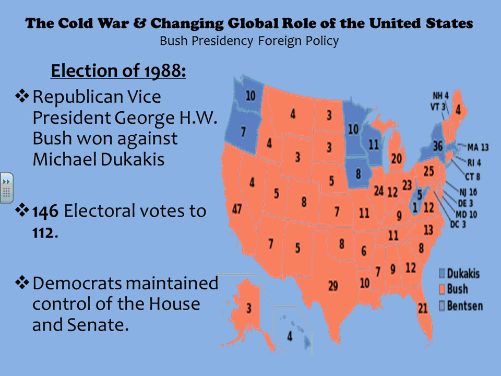In 1988, Vice President George H.W. Bush was elected president. He carried 40 states, giving him 426 electoral college votes to the 112 votes that Michael Dukakis had for the Democratic Party. So he won in a very decisive victory. However, Bush's victory did not extend to Congress. The Democrats retained control of the House and the Senate. So, George H.W. Bush is now president, but the Democrats still control the Congress, the House of Representatives and the Senate.